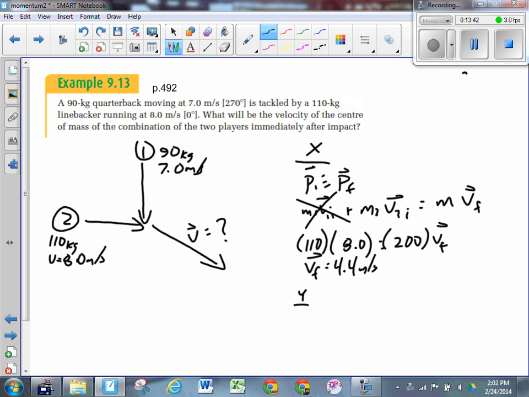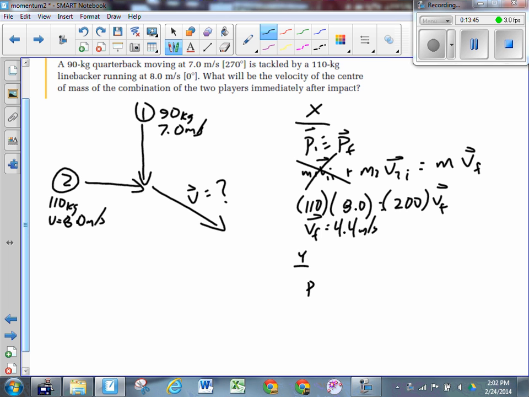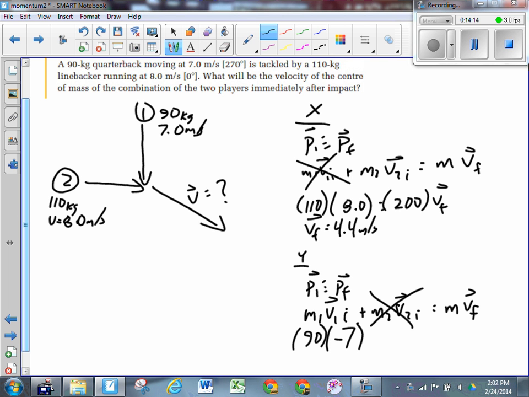Okay, let's do the same thing for the y component now. Let's say pi equals pf, m1 v1i plus m2 v2i equals m vf. m1 is 90 kilograms. What's v1i? 7? Well, how about negative 7? Because it's downward. This is 0 because it's all on the x-axis. 200 times vf, that's going to be negative 630 divided by 200, is going to give me negative 3.15, I think.